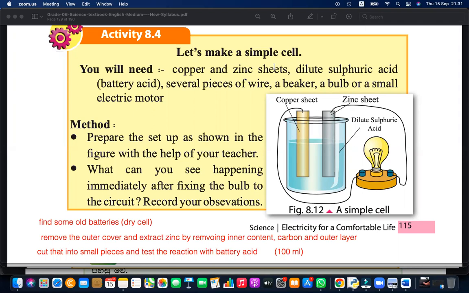Do this experiment and come up with the reactions. So let's discuss the remaining part next day. Good night.